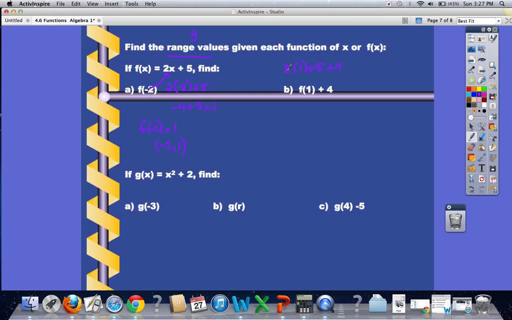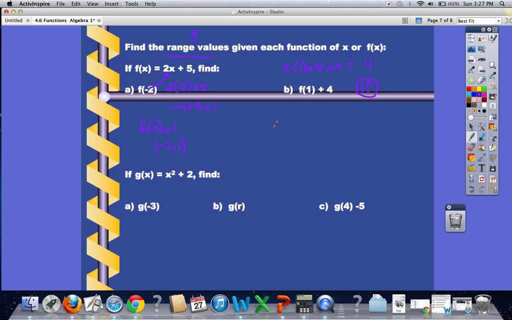So this is going to be 2 times 1, which is 2. 2 plus 5 is 7. 7 plus 4 is 11. So 2 plus 5 plus 4 is 11. So f of 1 plus 4 is 11.